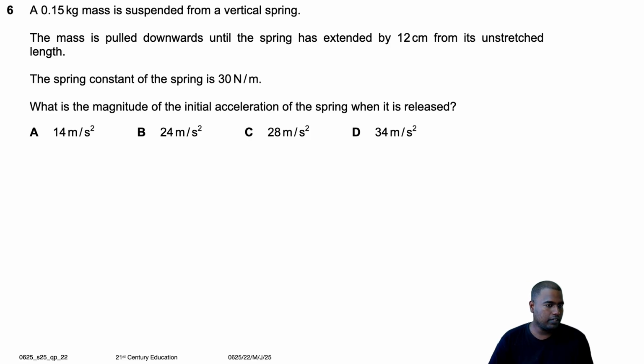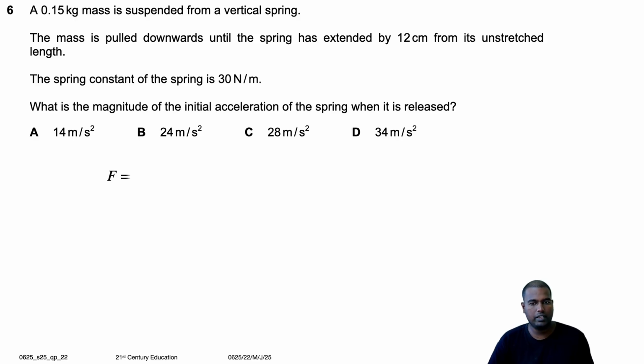A 0.15 kg mass is suspended from a vertical spring. The mass is pulled downwards until the spring has extended by 12 centimeter from its unstretched length. The spring constant of the spring is 30 Newton per meter. What is the magnitude of the initial acceleration of the mass when it is released?